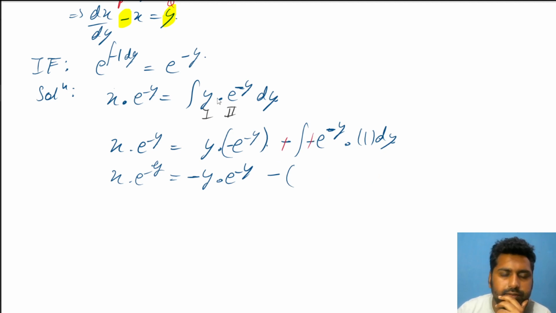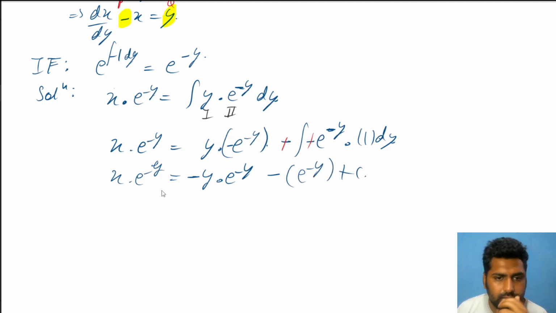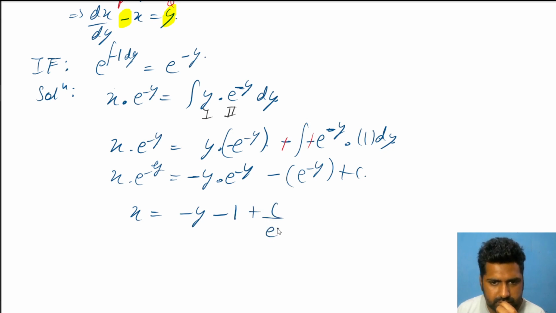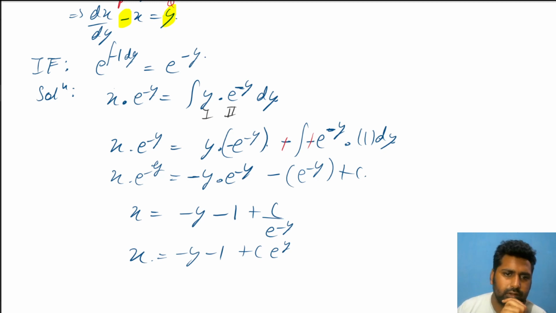Cancel like this, otherwise it will create confusion. Let's see. Now we have to generate x this time. Take this e raised to power minus y on the other side, so you'll get x is equal to minus y. If we divide this by e raised to power minus y, this will become minus 1 plus c upon e raised to power minus y, so x is equal to minus y minus 1 plus c e raised to power y. Okay, that's your 10th question.